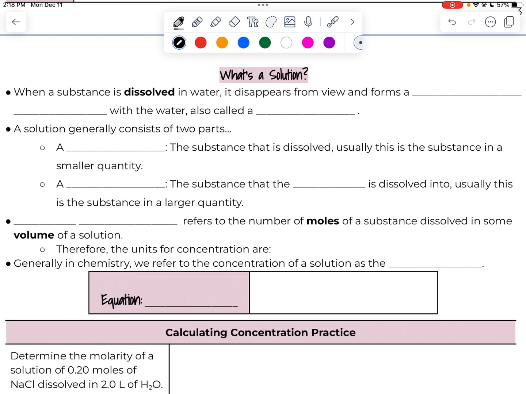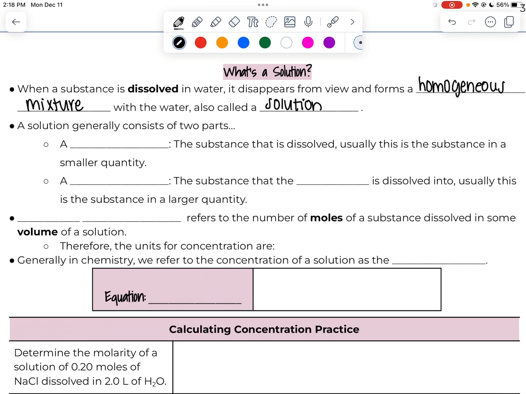So first things first, what actually is a solution? If you have some sort of substance that becomes dissolved in water, that substance disappears from view. So think about if you had something, you dissolved it in water, you had two things coming together, and it disappears. You're making something that's a mixture. And what type of mixture was that? If it's uniform in distribution, we called it homogeneous. So it forms a homogeneous mixture. And this is also called a solution.